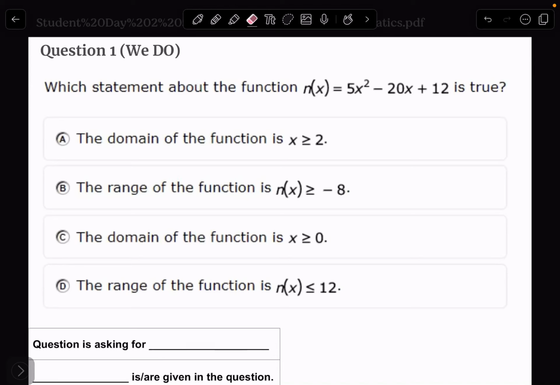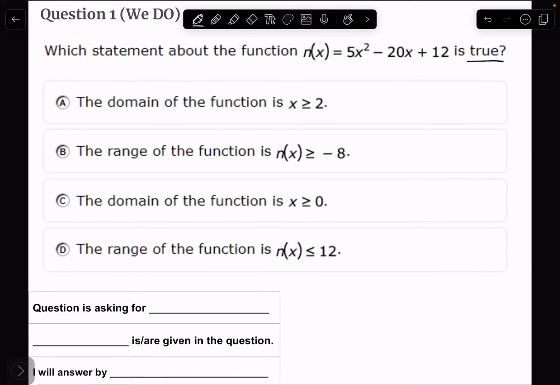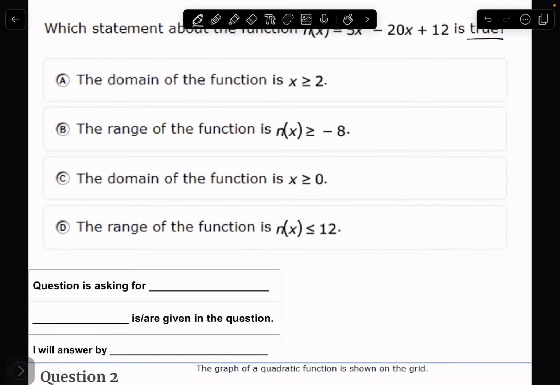So this is the recording for doing question number one. Let's look at question number one here. We're going to read it out loud and then work through it. Which statement about the function n of x equals 5x to the power of 2 minus 20x plus 12 is true? True is probably a key word, and let's look at our blank to fill out.